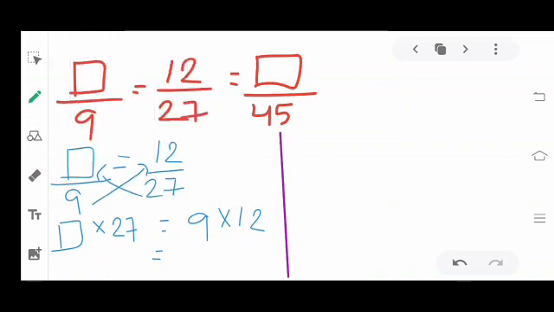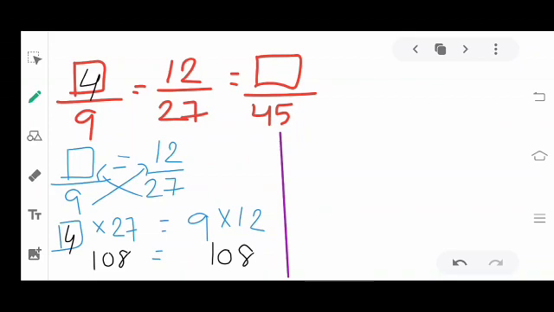9 12s are 108. So students, as I want the same number here also, tell me that number which multiplied with 27 gives my answer 108, and that is 4. So my final answer is 4. See, I got my first answer.